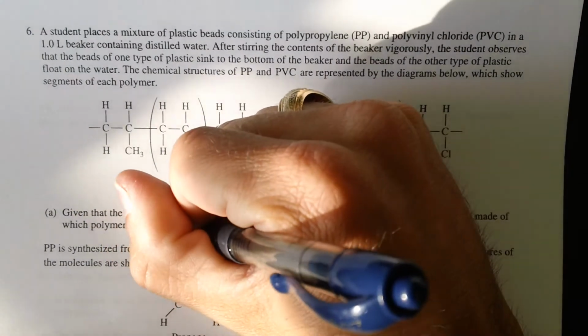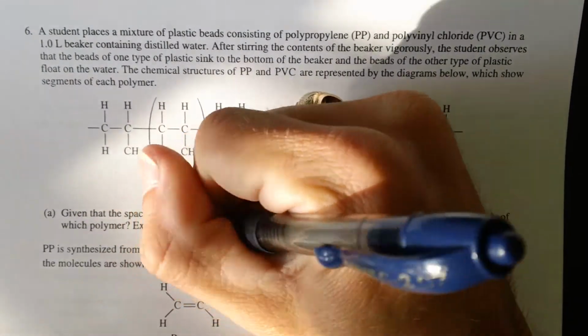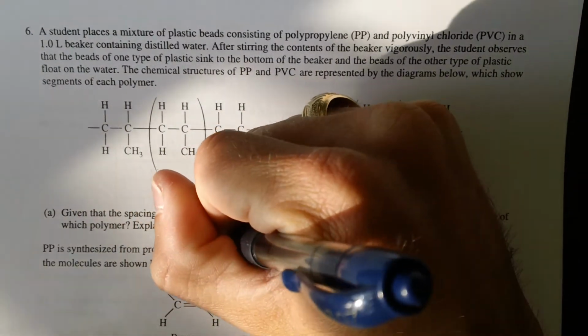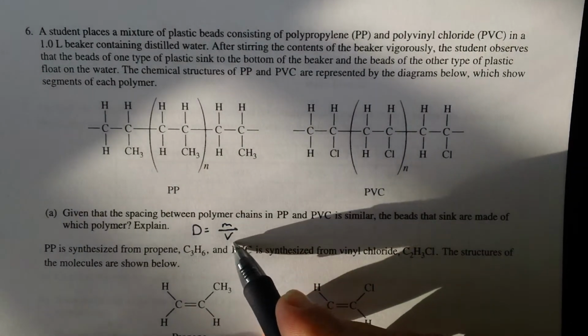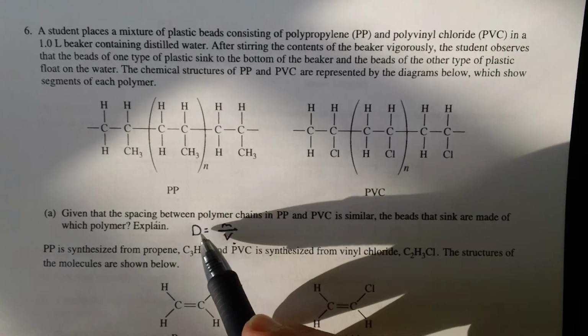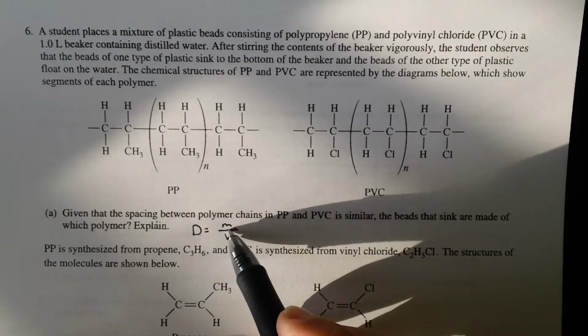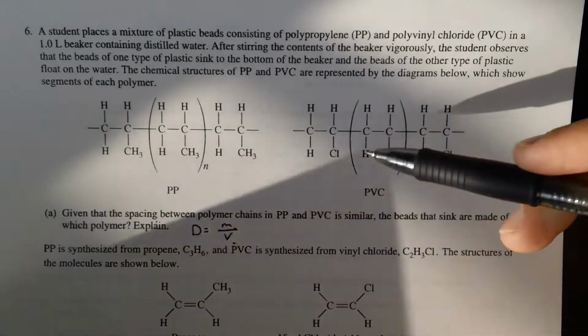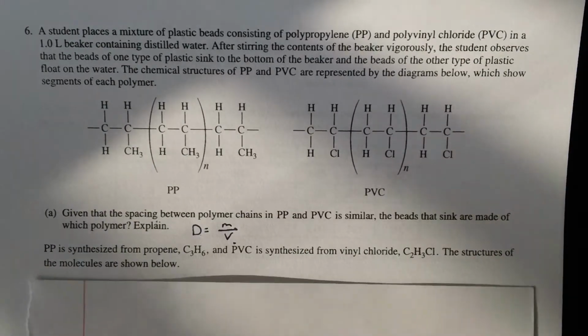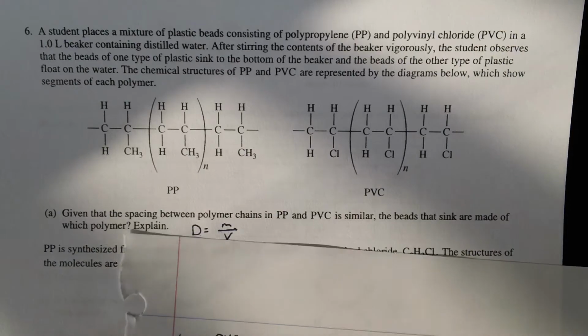This is a simple density formula type question where density equals mass over volume, and these guys both have the same volume because their spacing is the same. So which one's going to have the higher density and sink? The one that has the greater mass. And so greater mass per same volume. So they kind of give us parentheses of these repeating chains, these polymers.